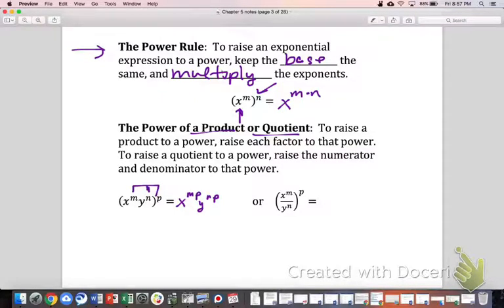And then same idea over here. This would be a quotient raised to a power. And so we are going to multiply the exponents again. It's going to be x to the m times p over y to the n times p.